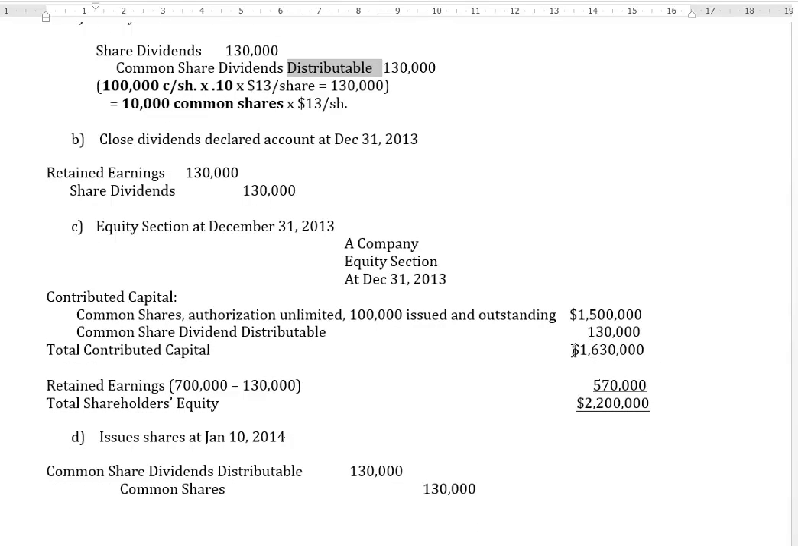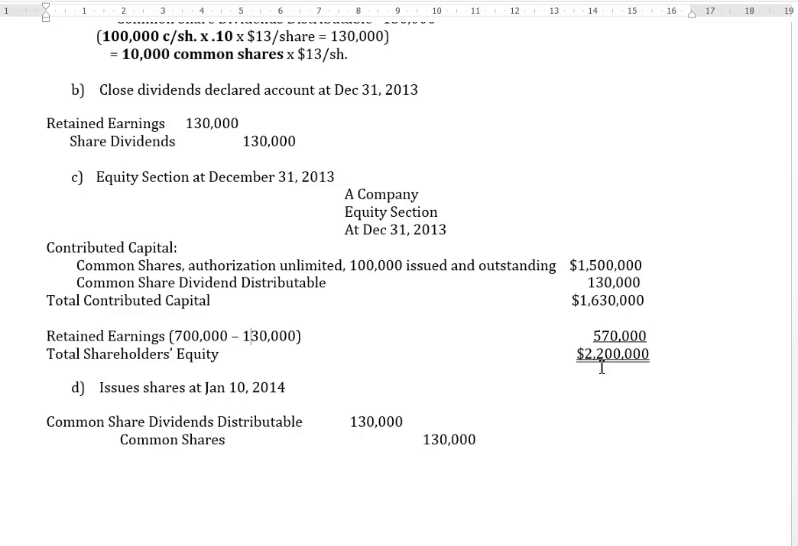So we're going to have total contributed capital at this point of 1.63 million. But don't forget, before we do the balance sheet, we closed out the share dividend account to retained earnings. So retained earnings went from 700,000, right? We deducted 130,000 because we closed the share dividend account. So the post-closing balance in retained earnings that goes into the equity section is 570,000.